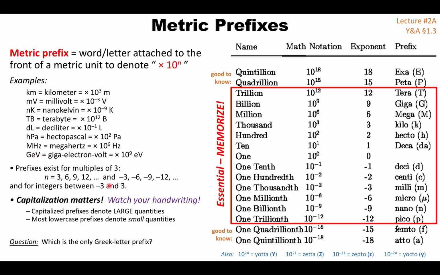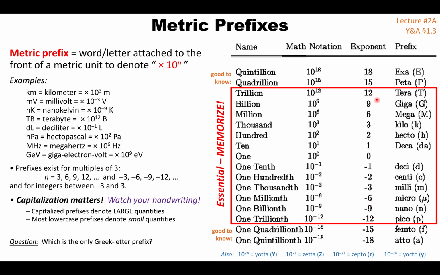Looking down the list, we see that most of these prefixes exist for multiples of 3. In fact, they go all the way up to 24, and they go all the way down to negative 24 in the other direction. The only exception is where we have prefixes for every power of 10 between 1,000th and 1,000. In other words, for exponents between negative 3 and 3. I recommend that you memorize all of these in the red box. While it's good to know some of these other ones, because these are used in computer science more and more, like petabyte and exabyte, the ones that you're most likely to encounter are tera through pico.